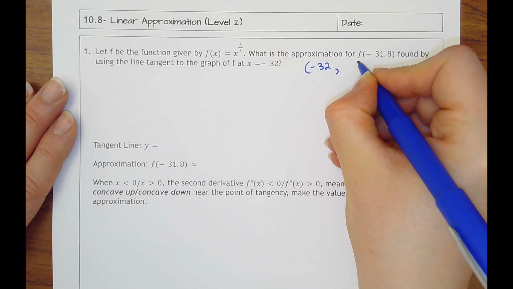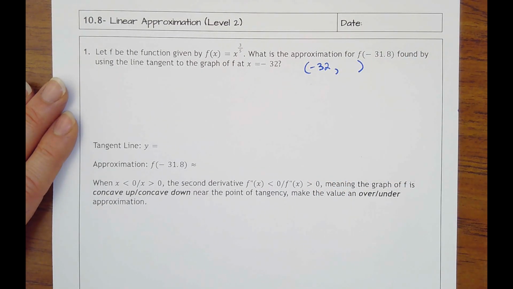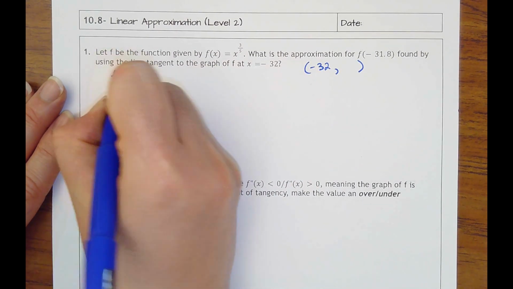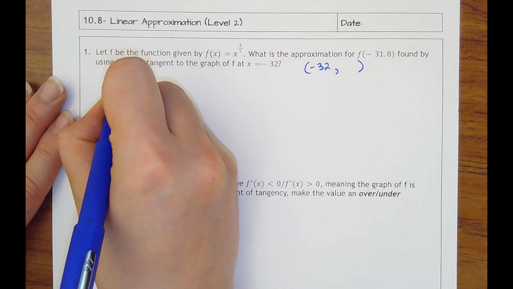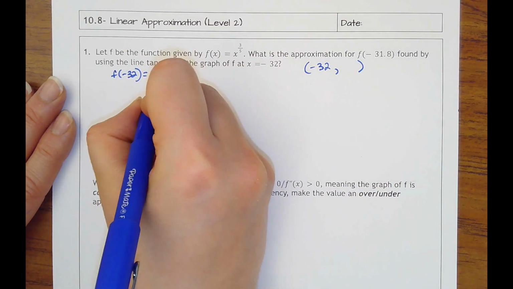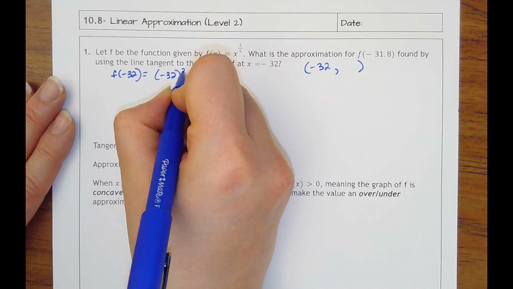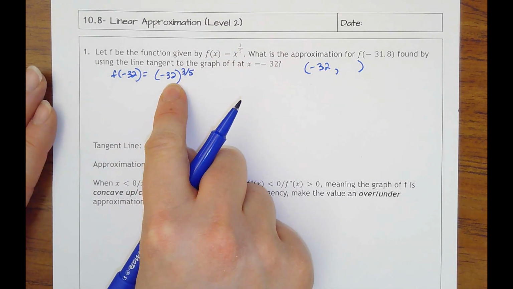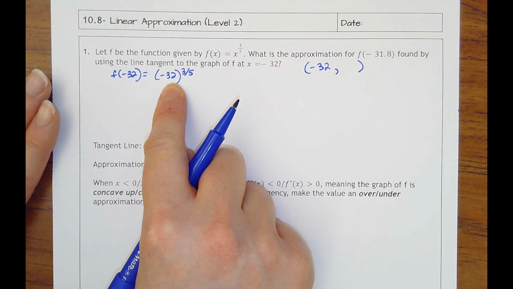Well, they don't even give me what y is in the original function when x is negative 32. So I have to find that out by using my original function here. Simply plugging in an x, getting out a y. You could go ahead and do this on your calculator. Just make sure you put parentheses around negative 32.